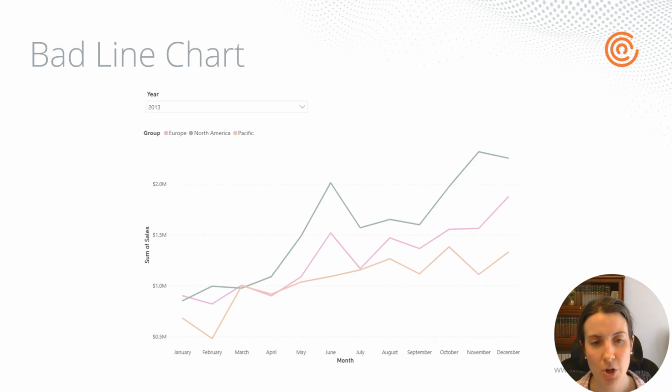And also the colors don't really pop against the white background, so they're a little hard to see against that light colored background. And up in our year slicer, we have that in a drop-down, so you can only see the year that's selected, not all the years available.